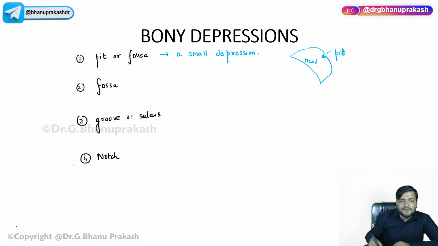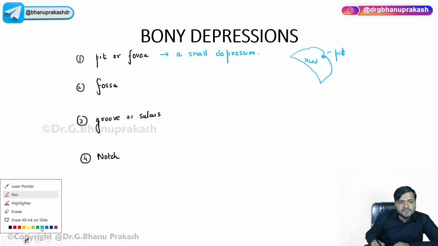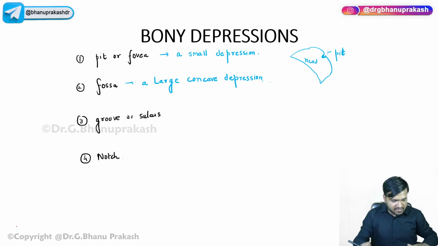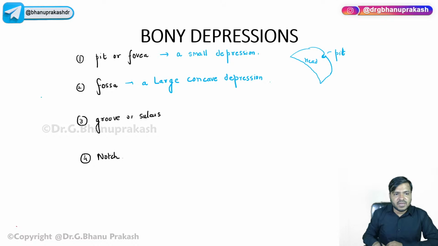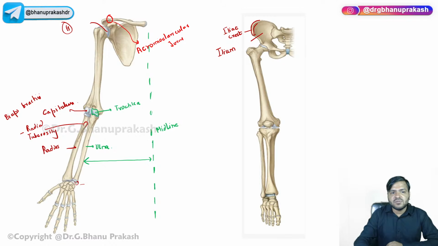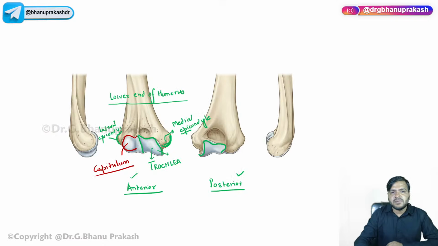Second one, fossa. Remember, the fossa is a large concave depression. Very, very important. For example, the cranial fossa, the olecranon fossa. It is a cave-like depression. For example, you can very well see one fossa. Let me try to show you this fossa.